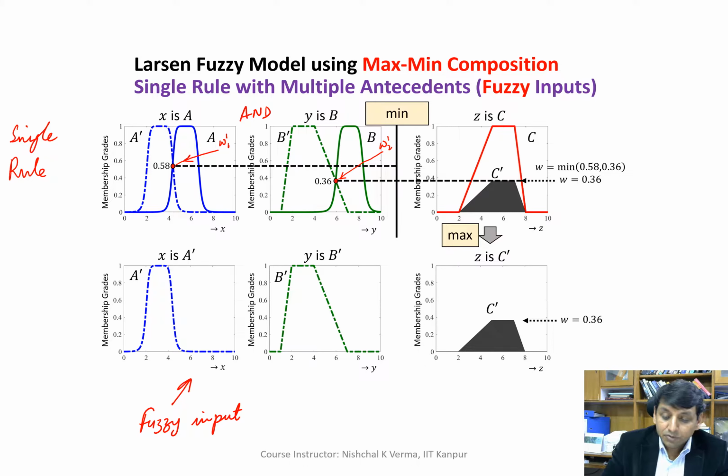Then we take the min of these two weights. As I've already mentioned, we call these either weights or the firing strength of the rule. So W here is the final firing strength of the rule, which is called the rule weight, or firing strength of the rule.